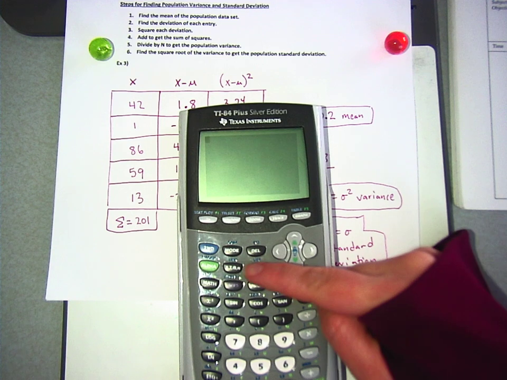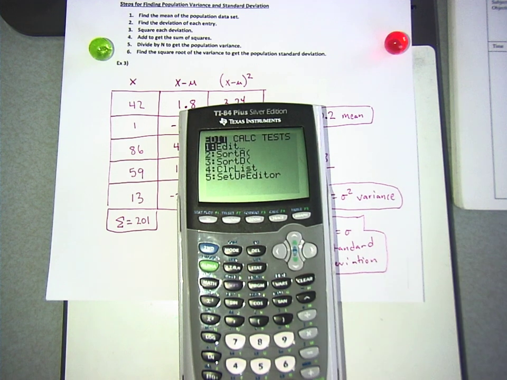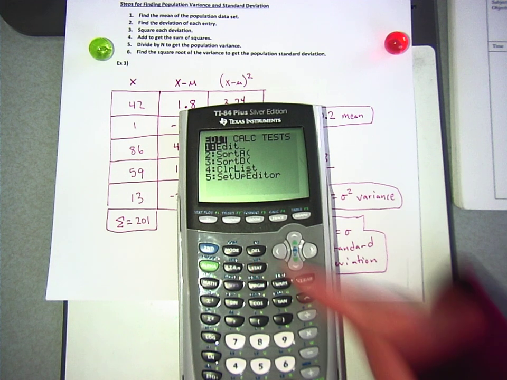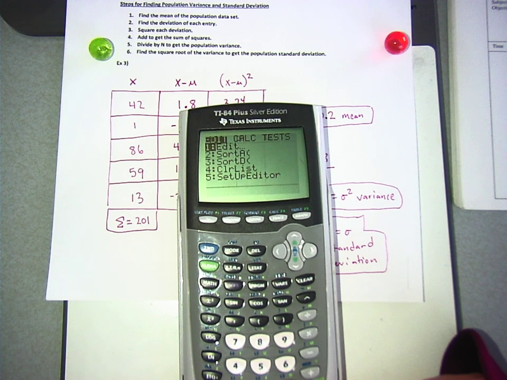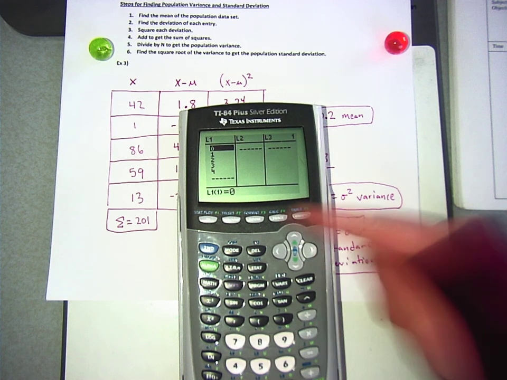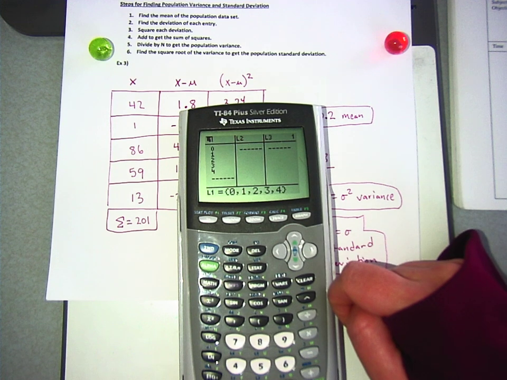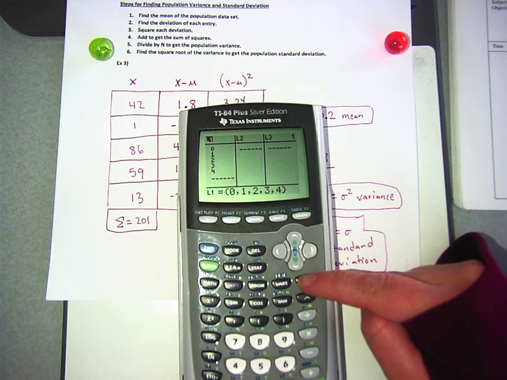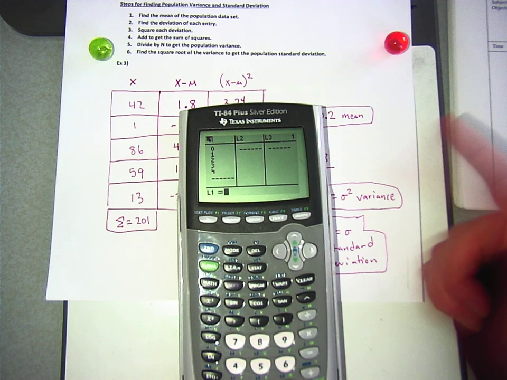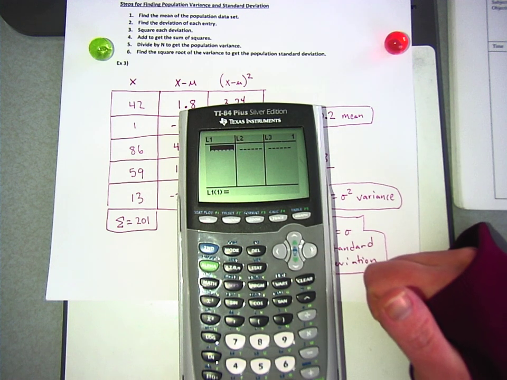Yeah, it's okay. Everybody hit stat. Stat is right here. And then edit. You should probably have numbers in that L1 list. Here's how you clear them out. Look up. You hit the up arrow so that it's highlighted L1. You hit the clear button, which is 2 above the division sign. Nothing happens. And then you hit the down arrow and they all disappear.